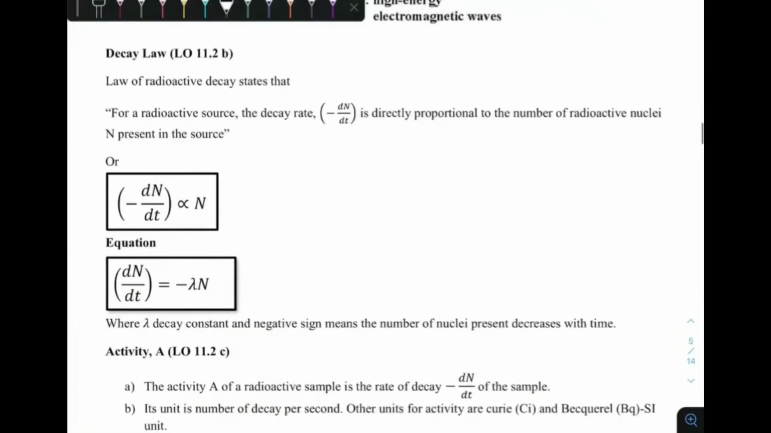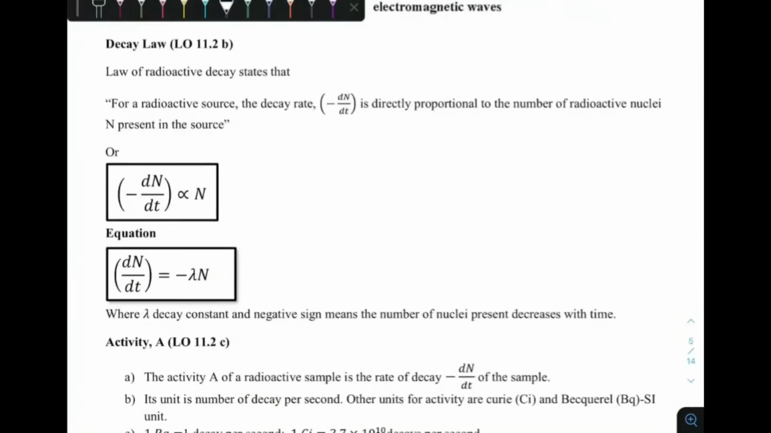Okay, next kita nak tengok pada decay law. Okay, law of radioactive decay states that for a radioactive source, the decay rate, negative dN over dt, ini kita panggil decay rate, is directly proportional to the number of radioactive nuclei N present in the source.